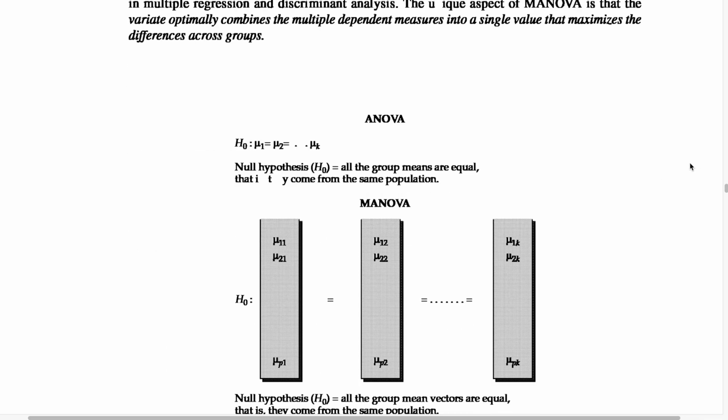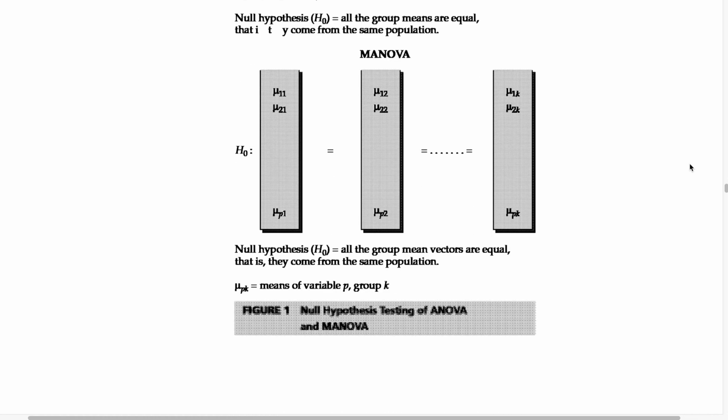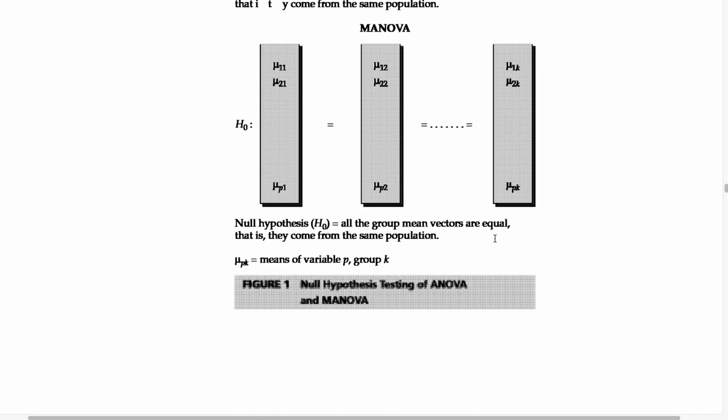ANOVA: H0 is mu1 equals mu2 equals mu3. Null hypothesis: all group means are equal, that is, they come from the same population. MANOVA: null hypothesis: all group mean vectors are equal, that is, they come from the same population.